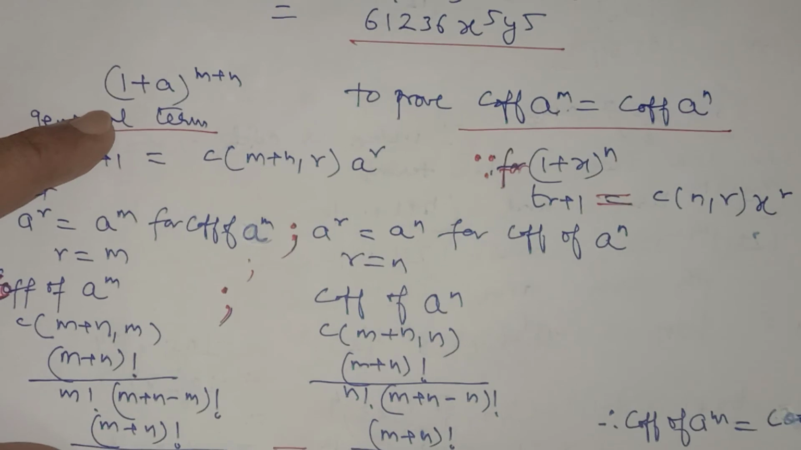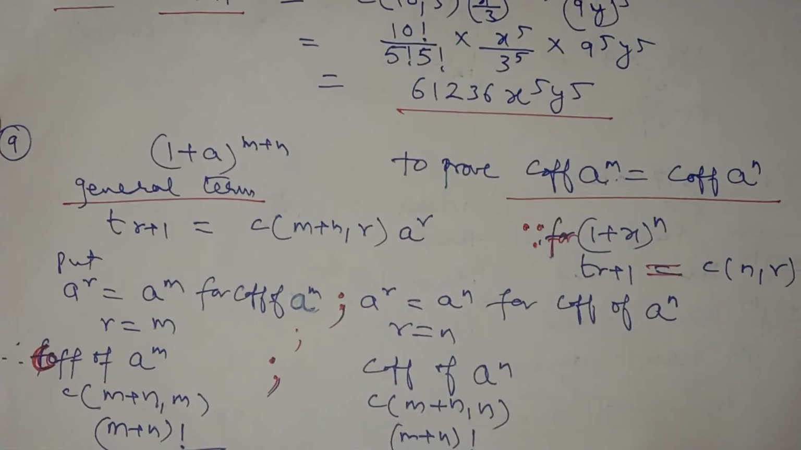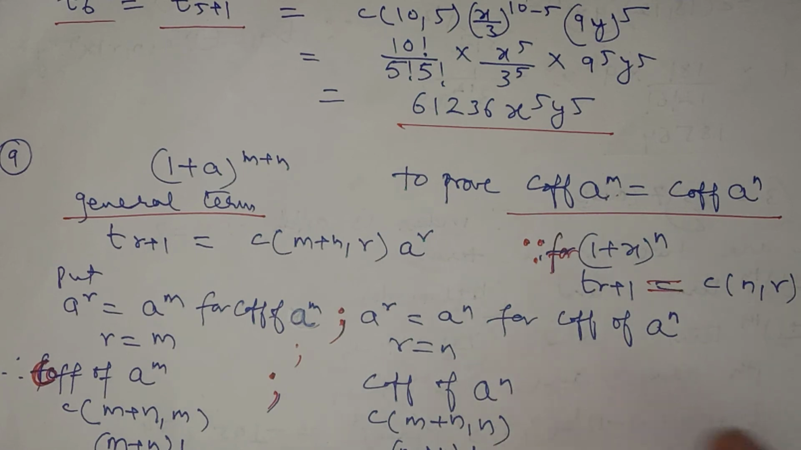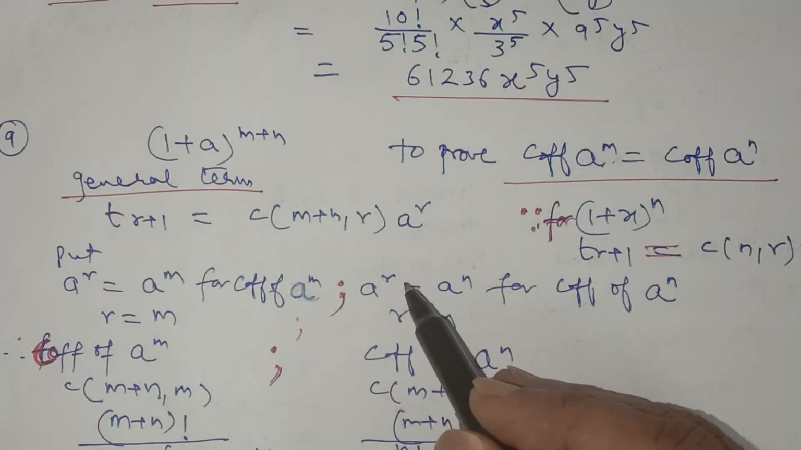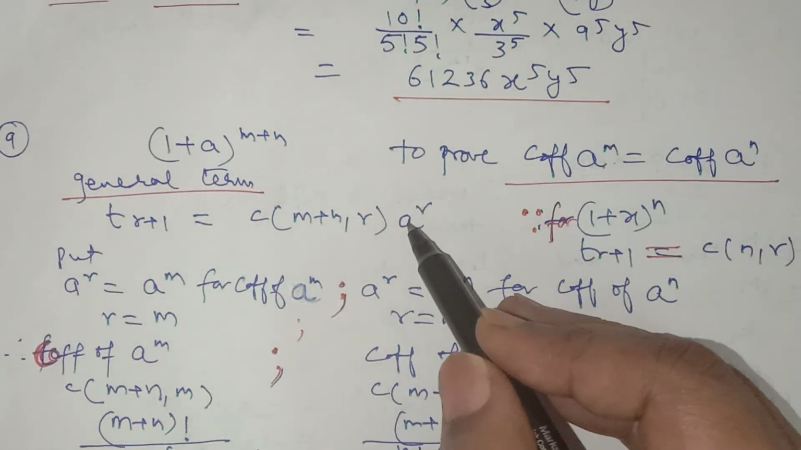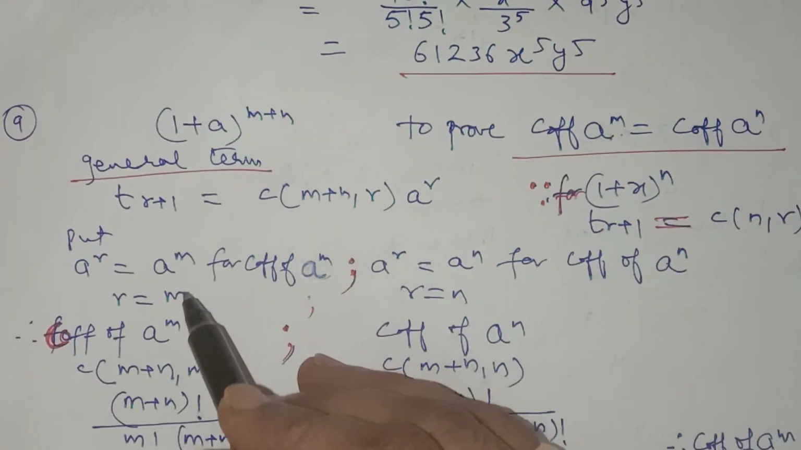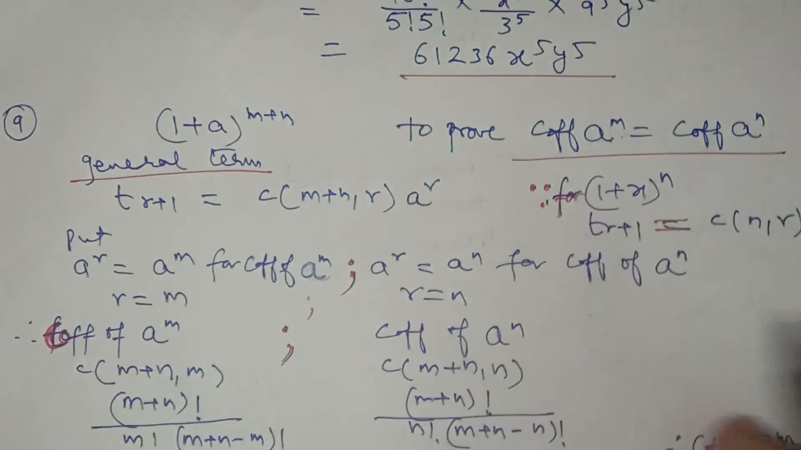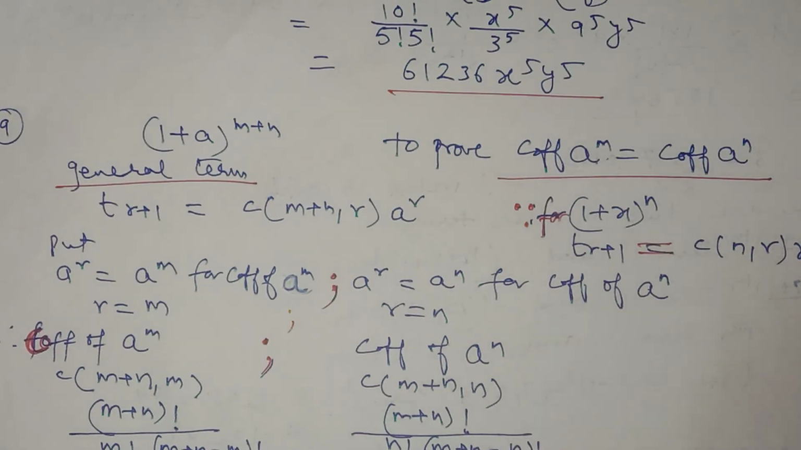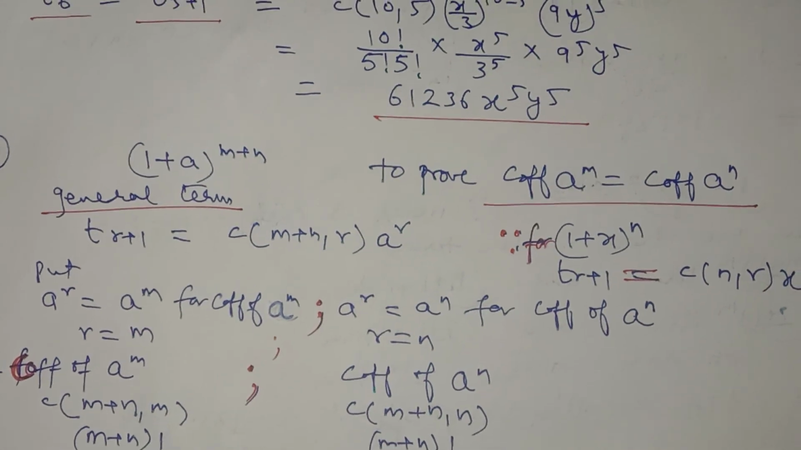So whenever you have to find the coefficient of any term, first of all find its general term, put it equal to the term whose coefficient is to be found. Here you have to find the coefficient of a raised to power m, so put it equal to a raised to power m to get the value of r. This type of question we have already done in the first and second question of this exercise in the last lecture. So this is question number 9.